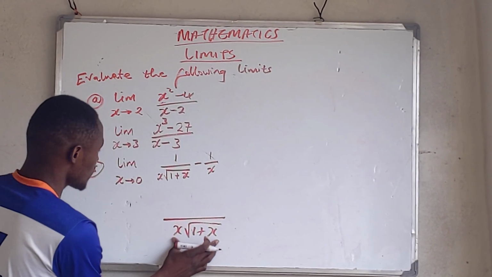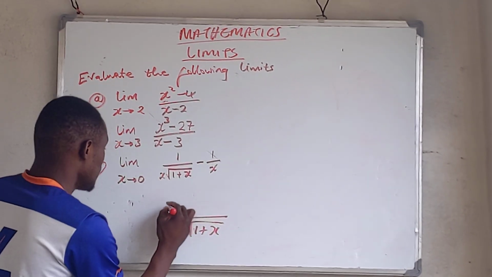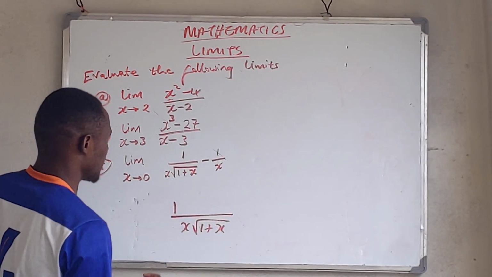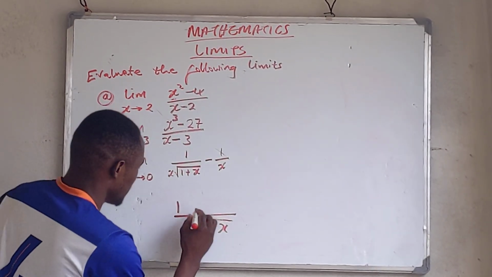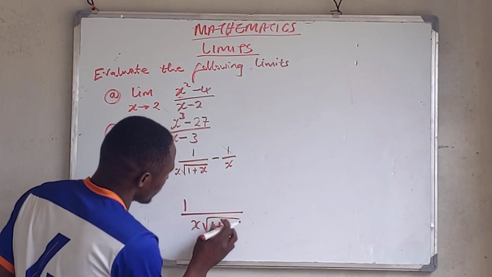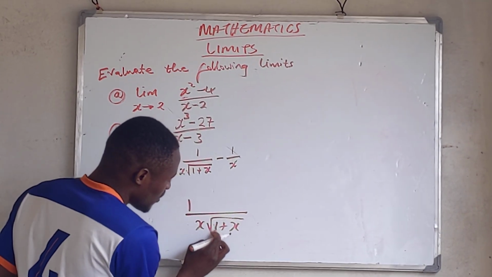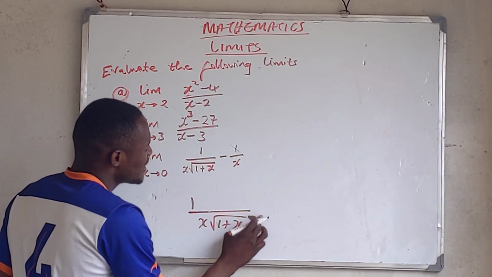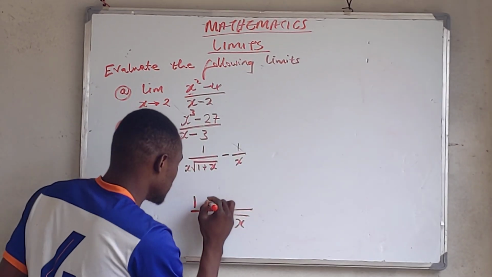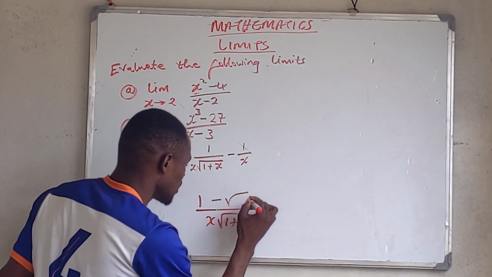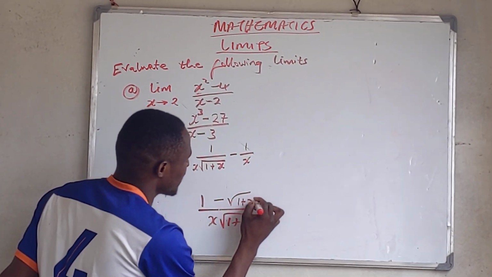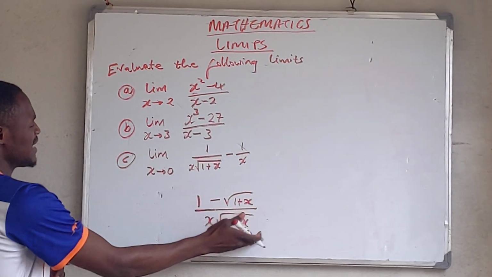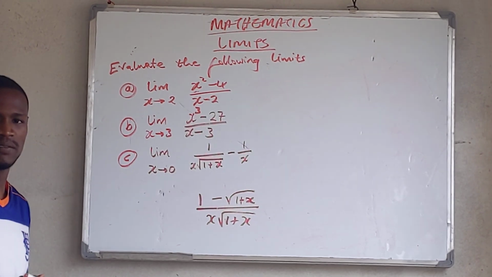This into this is 1. 1 times 1, which is just 1. x into x, the root of 1 plus x, which is the same as 1 plus x under the root, then times negative 1, which is negative root of 1 plus x. From there, we can say that this one is exactly the same as this one.